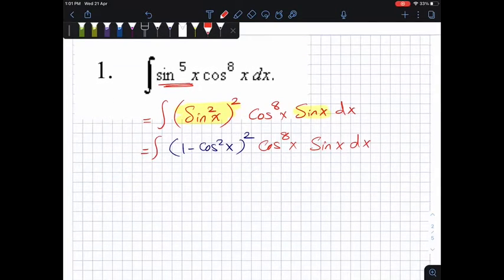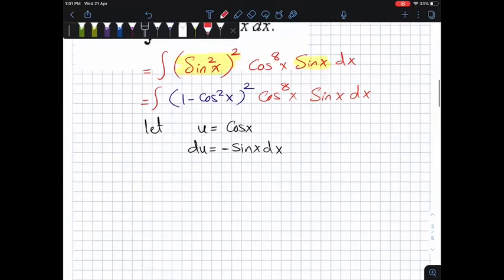Yes, we will use u substitution. We will let u equal cosine x. Then du equals the derivative of cosine, which is negative sine x dx. Okay, we will move back to our question and substitute.